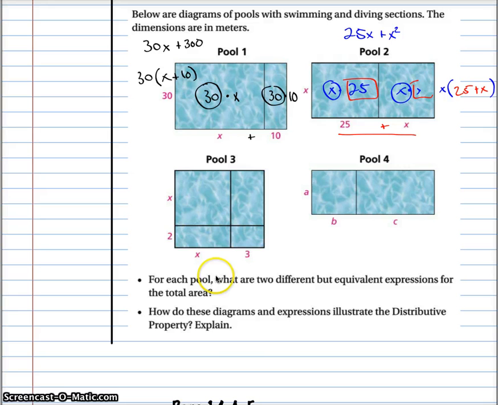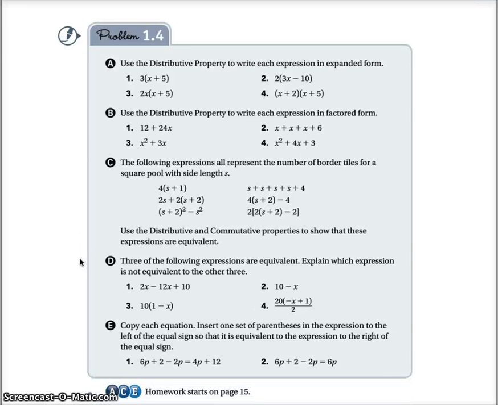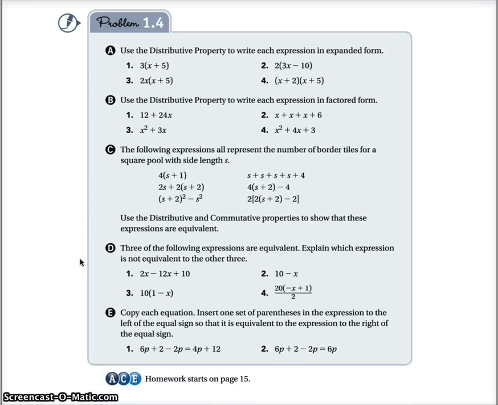Okay. Once you're done with this, you're going to work on questions A through E on page 14. It looks like this. It's just distributive property stuff, not too bad. I'm going to quickly go over this one because a lot of people can make mistakes on this one.